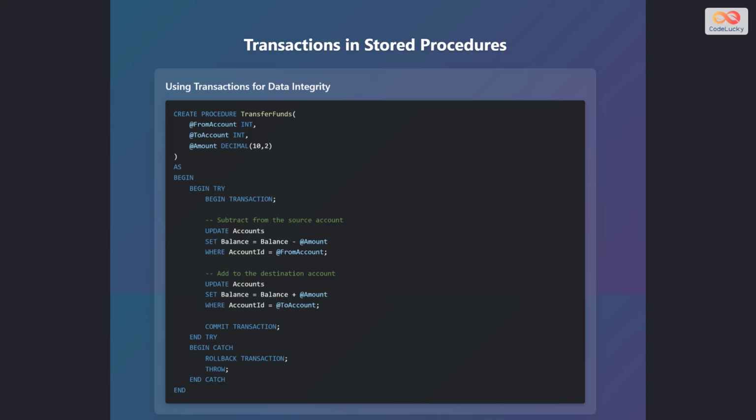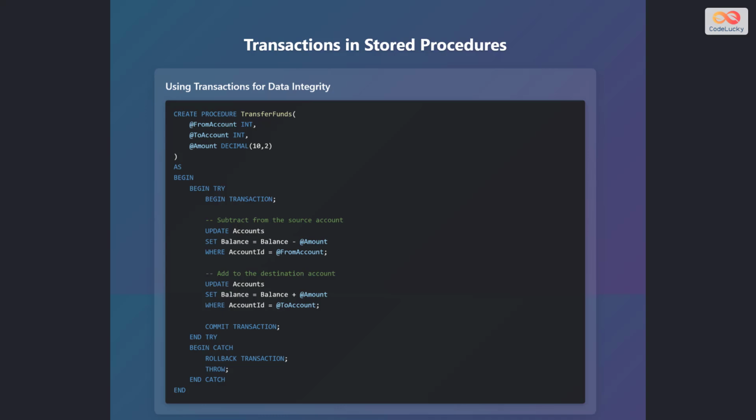Start by declaring a try block. Inside the try block, begin a transaction using begin transaction. Then perform all your database operations. If everything is successful, commit the transaction using commit transaction.